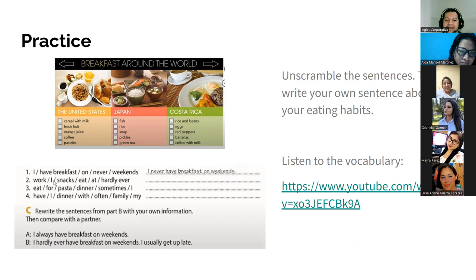Eat snacks at work. Yeah. Perfect. I hardly ever eat snacks at work. ¿Qué son snacks? Golosinas, bocadillos. Very good. Now, chucherías. Next one, eat chucherías, exactly.